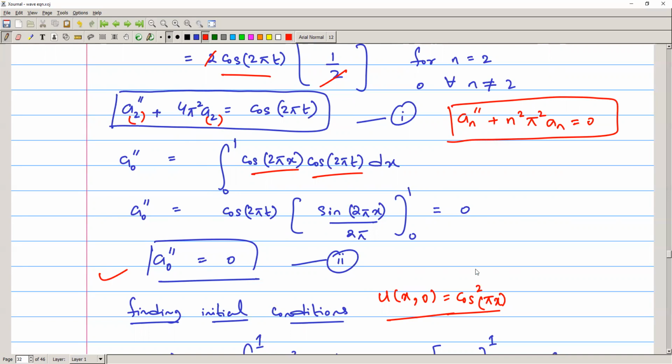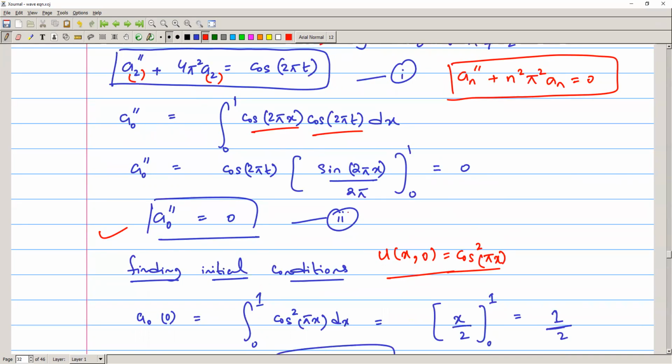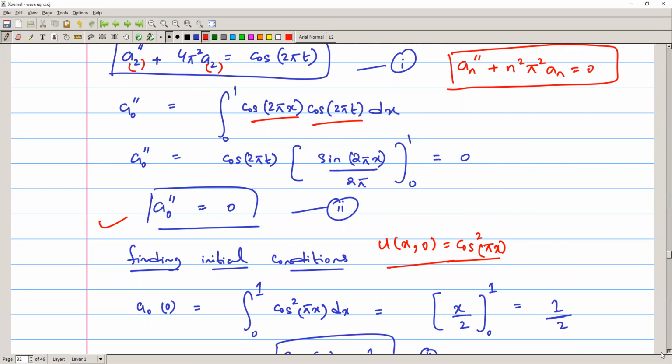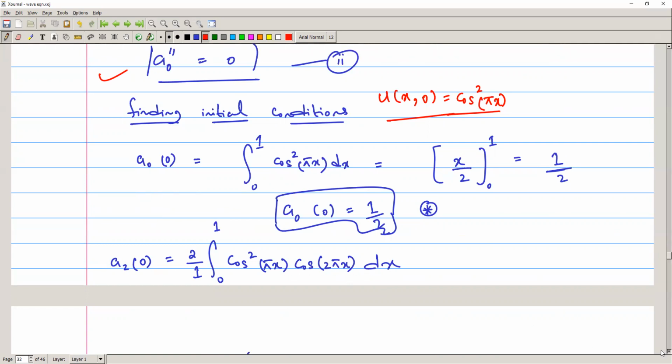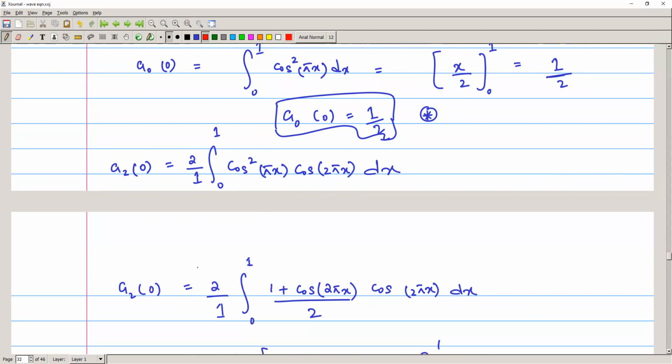So now a_0 double prime is equal to 0, and for the initial condition here, a_0(0) is equal to the integral from 0 to 1 of cosine squared pi x. That will be x over 2 from 0 to 1, which is 1 over 2. So a_0(0) is equal to 1 over 2. And for a_2(0), we have 2 over 1 times the integral of cosine squared pi x times cosine 2 pi x dx, right? So we'll solve this integral to find a_2.